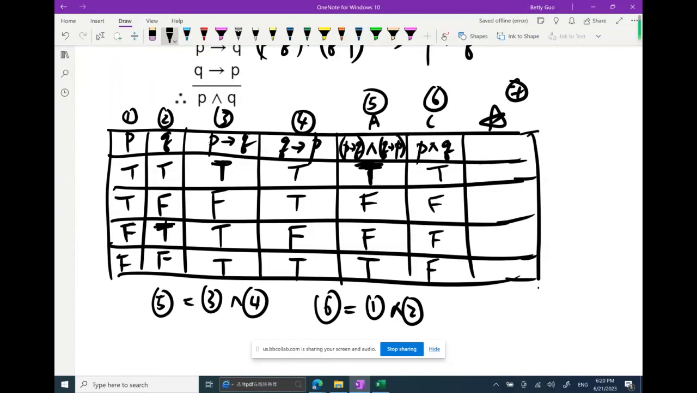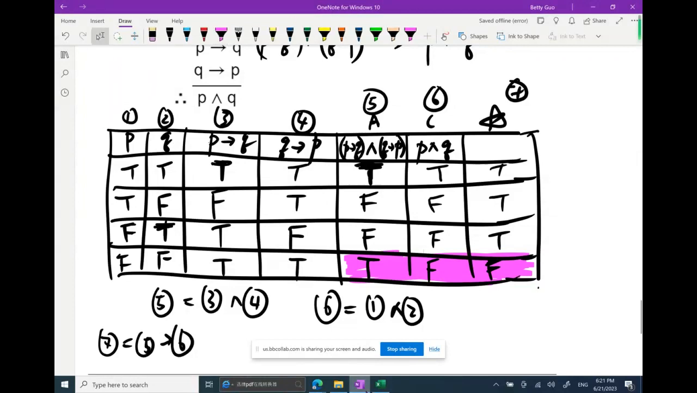Okay, now number 7. Number 7 is 5 implies 6. It's a conditional. So we are looking for true for friends forever, and all others temporary. Yeah, we do have a case that will make the equivalent conditional statement of the argument false. So this is invalid again.